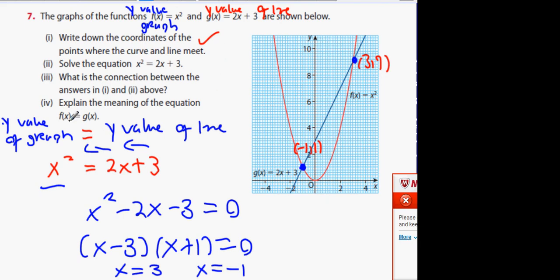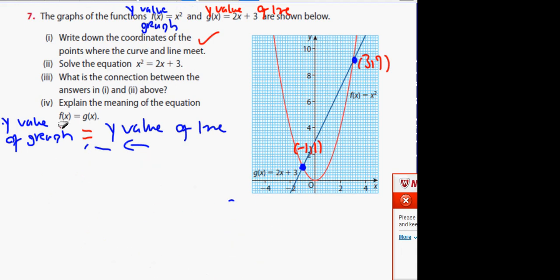Explain the meaning of the equation f of x equals g of x. What f of x equals g of x means is, f of x is what, guys? It's the y value of the graph, and g of x is the y value of the line. It means solve the equation where the y value of the graph equals the y value of the line. And because your y values are given in terms of x, it means you're going to find out the x values for which the y value of the graph equals the y value of the line. You'll have to go through that again later.